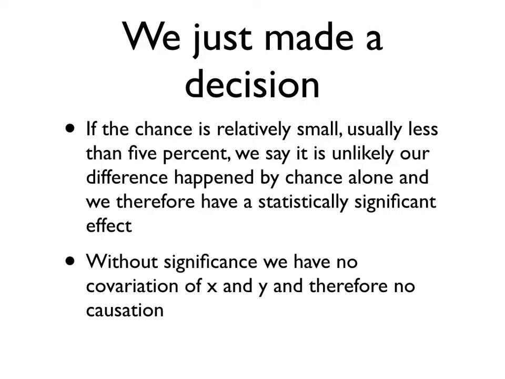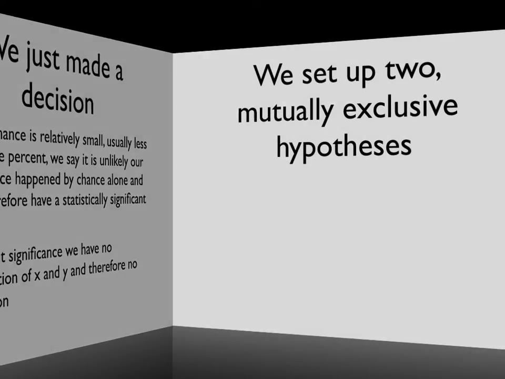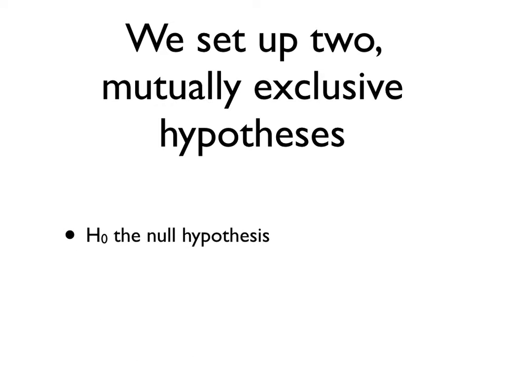So therefore, we have no causation because we need covariation for causation. So what we do is we set up 2 mutually exclusive hypotheses: H0, the null hypothesis, or Ho, as it used to be called before that took on another meaning. People used to call it Ho, I'm serious, they really did. And H sub 1 or H1 or HA, the alternative hypothesis. Sometimes H1, sometimes HA. You see either one depending on the book you read.